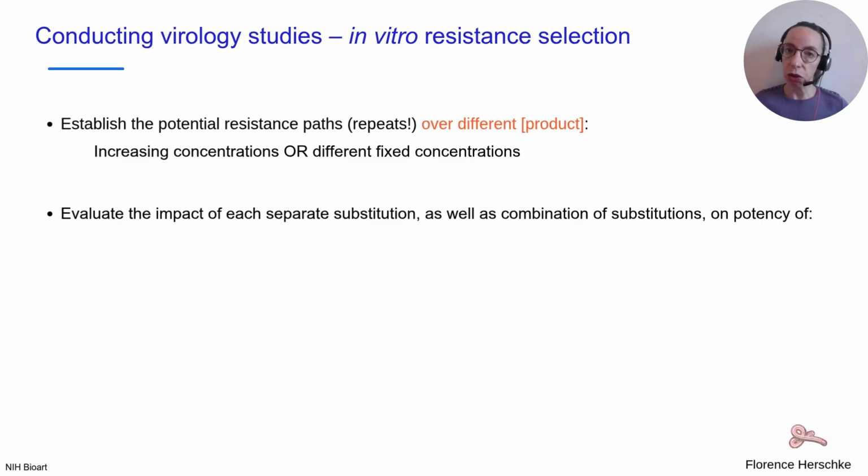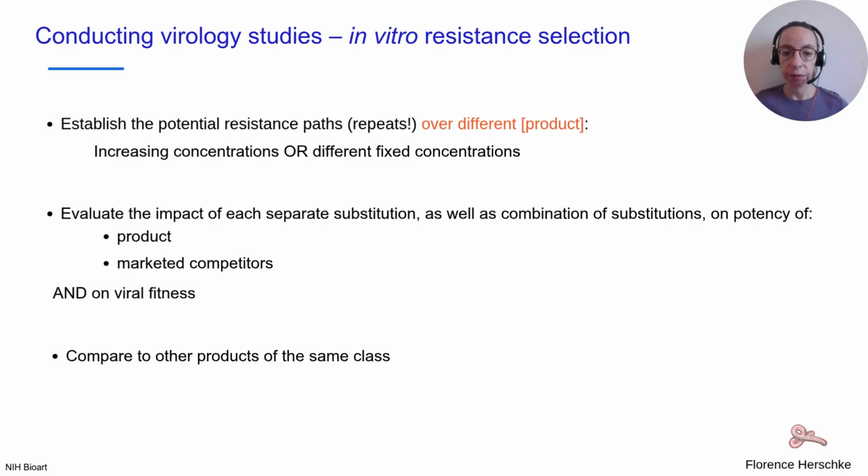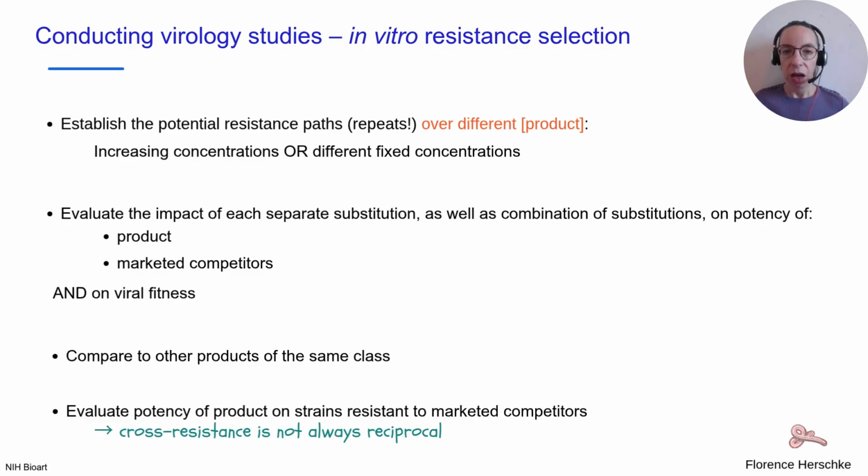For each separate substitution, as well as combination of substitutions, make sure to evaluate the potency of the product, but also of the marketed competitors. You will obviously perform the first one, but sometimes I've seen the second one being forgotten. Also make sure to evaluate the fitness of the mutant viruses. Compare your results to products of the same class. On the other hand, make sure to evaluate the potency of your product on strains which are resistant to marketed competitors, as cross-resistance is not always reciprocal.